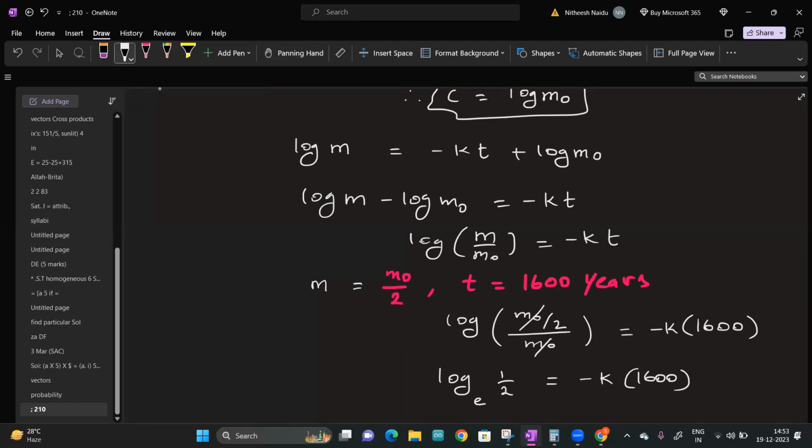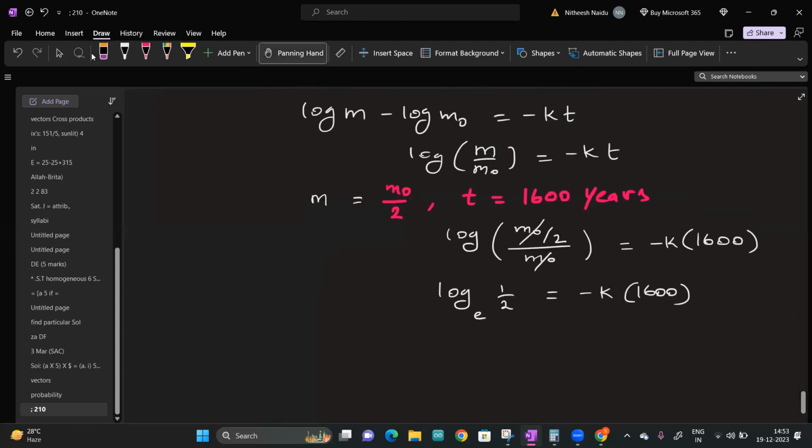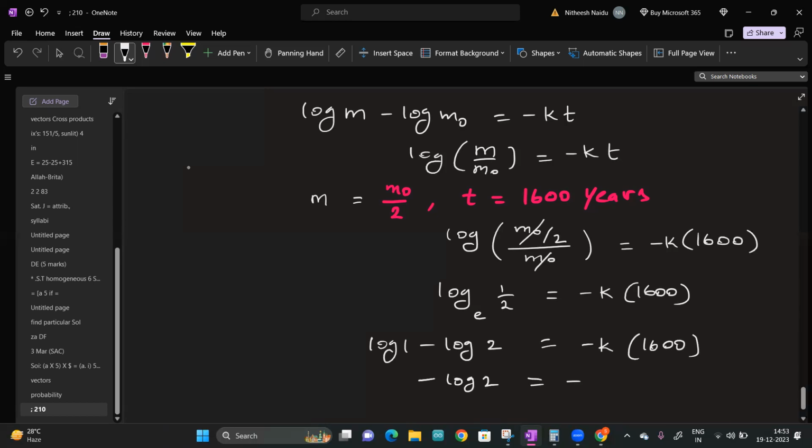So write down this: log 1 by 2 means log 1 minus log 2. Log base e is always used. In logarithms we use log base 10, but in calculus we often use log base e. Remember this. So minus k into 1600. Log 1 is 0, you know that. So minus log 2 is equal to minus k into 1600. The minus signs cancel on both sides.